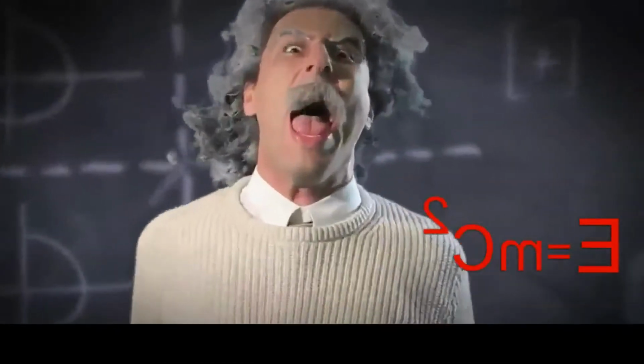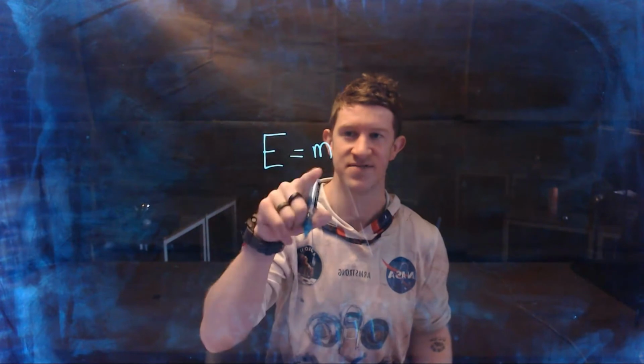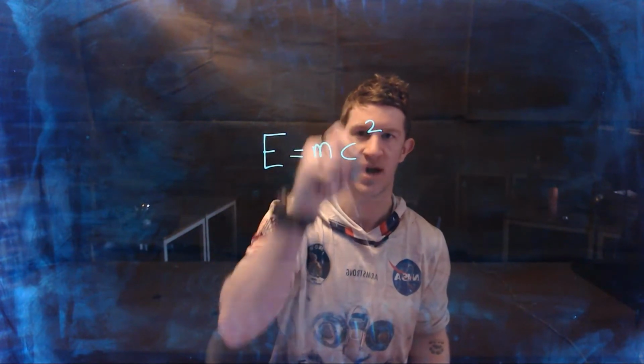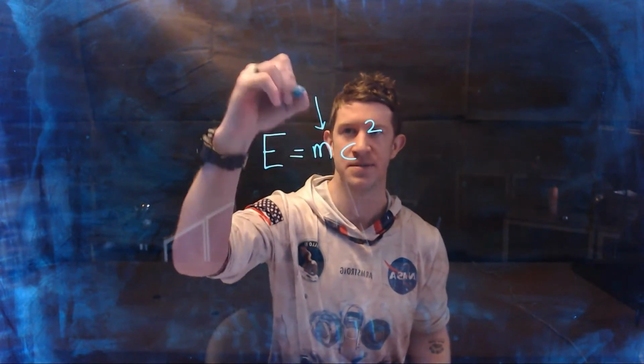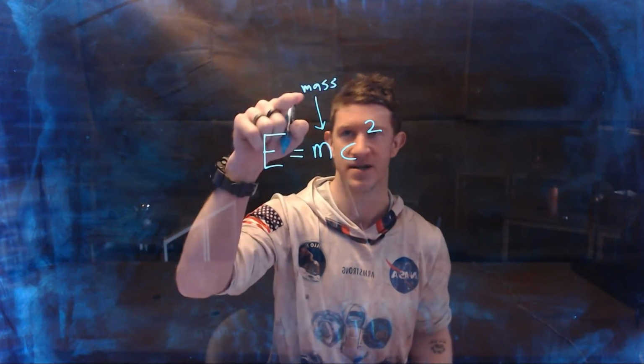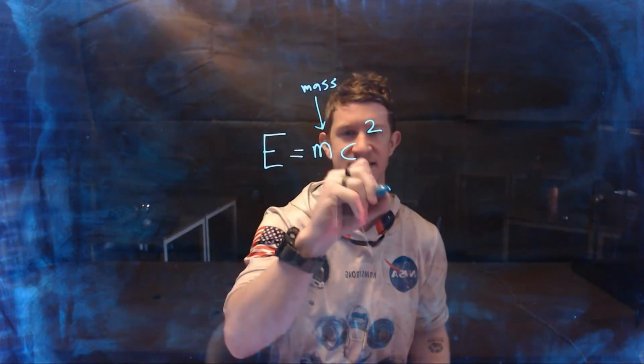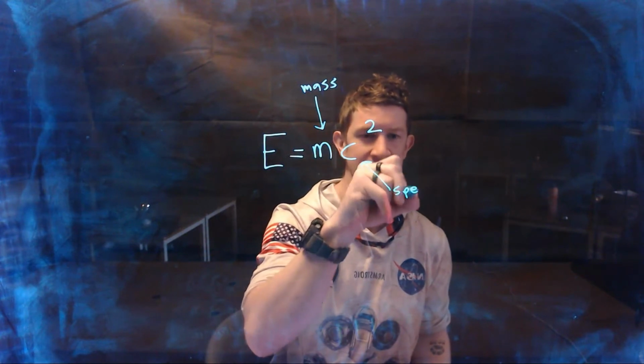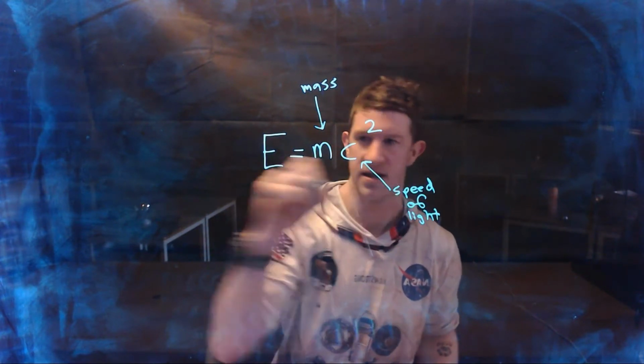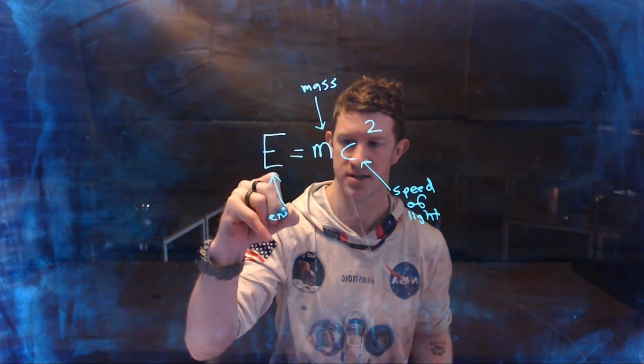Among other things, Albert Einstein was particularly famous for the equation that was named after him, Einstein's equation. And Einstein's equation goes something like this. So what this tells us is that the energy is equal to the mass of an object times c squared, which is the speed of light. So remember, this is mass, not to be confused with weight. So how much stuff something contains. This is just the speed of light. And this is energy in joules.